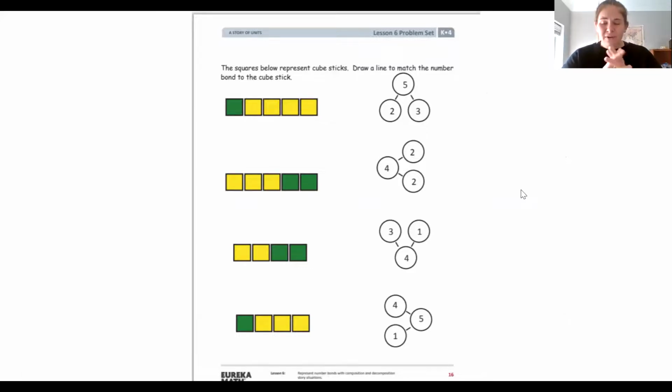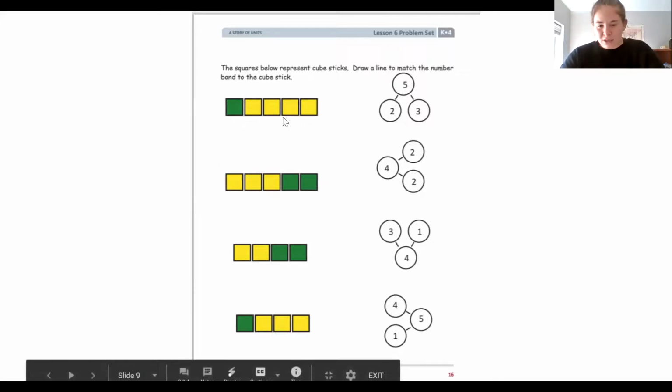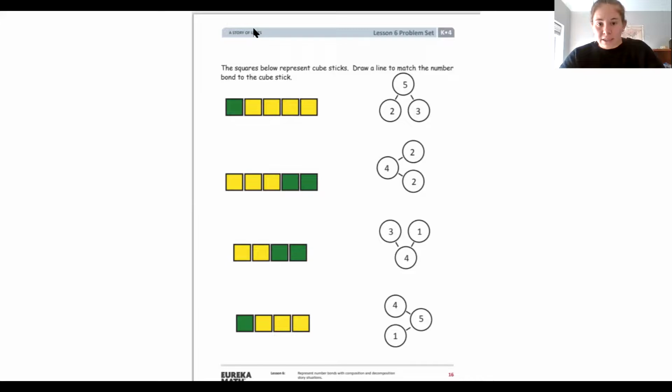Okay, so the directions for our problem sets today say the squares below represent cube sticks. Draw a line to match the number bond to the cube stick. So we are going to look at all these cube sticks down here, and we're going to match them to the number bonds here. Okay, so let's get started with our first cube stick. I'm also going to make this cube stick with my cubes so that we can show it, and I'm going to put them on my number bond. You can use your objects to do the same thing at home, okay?